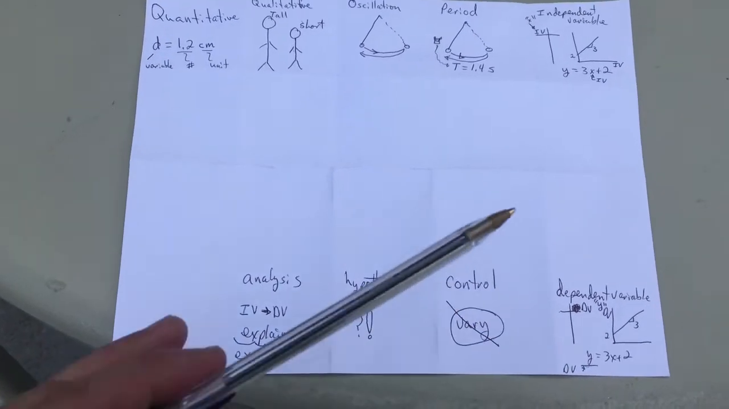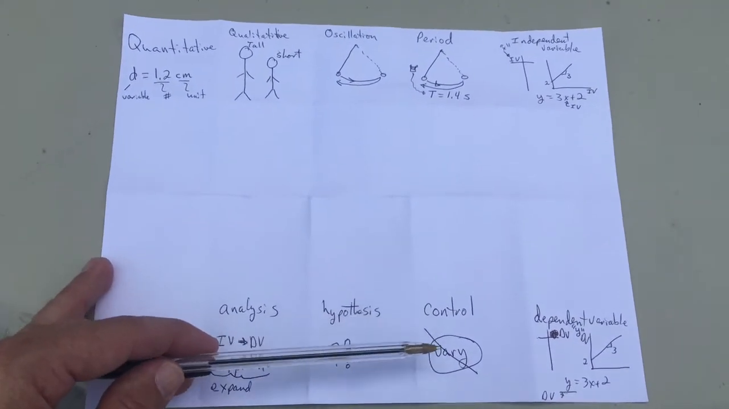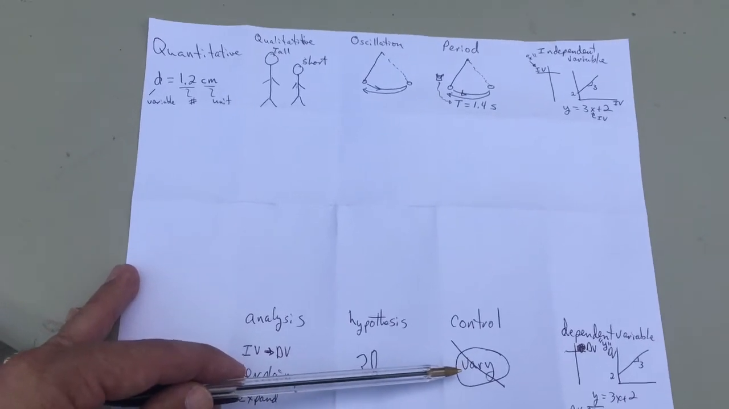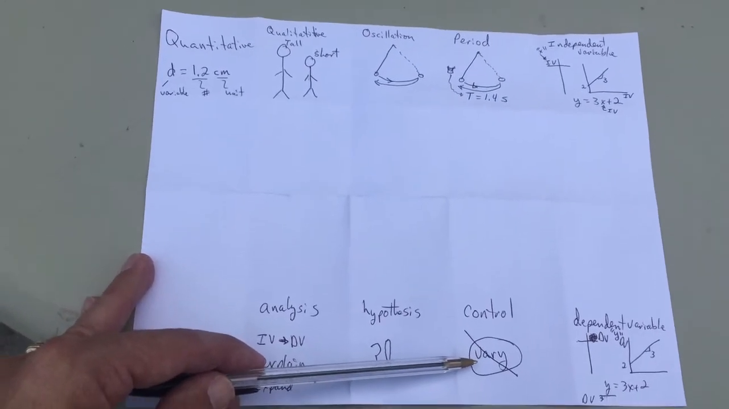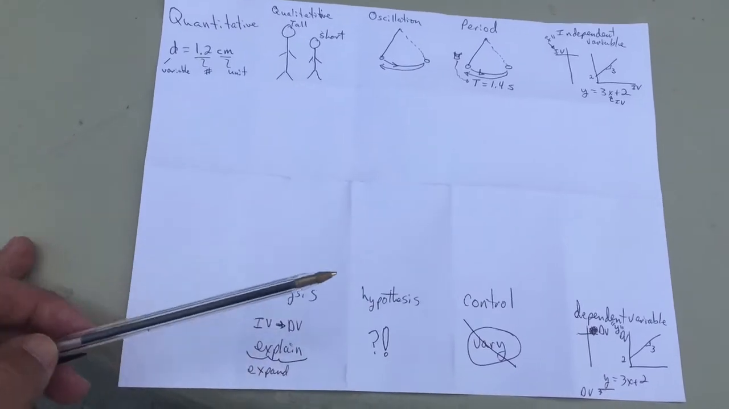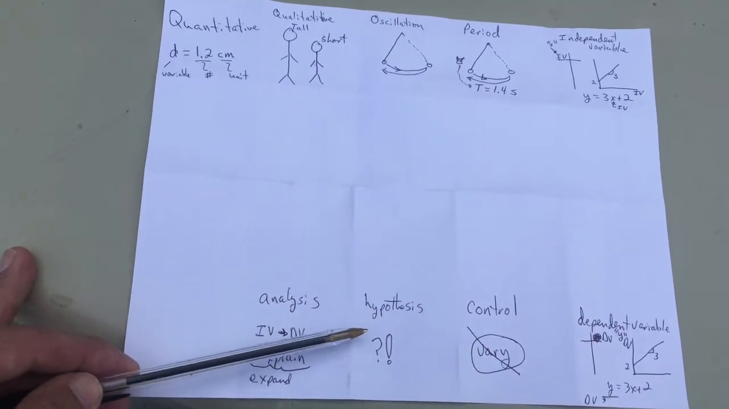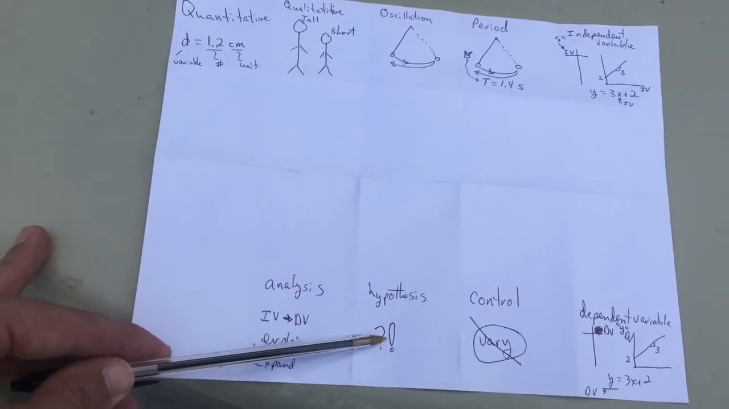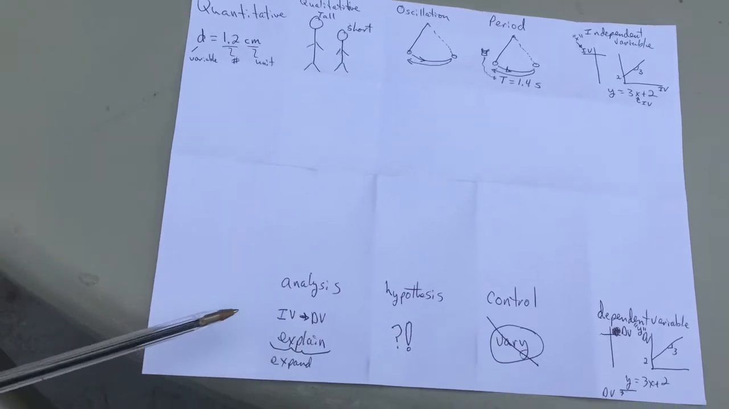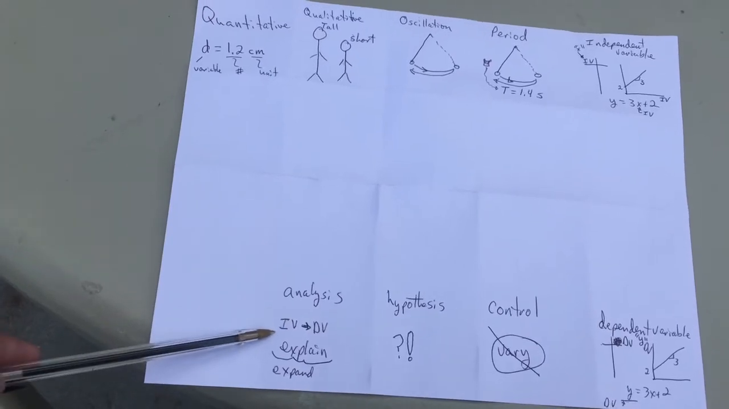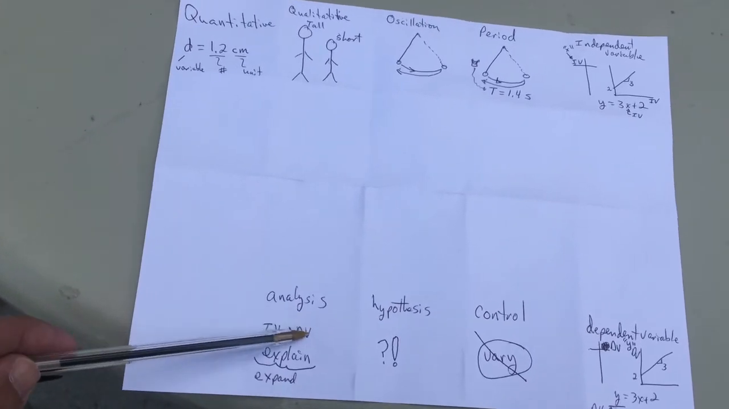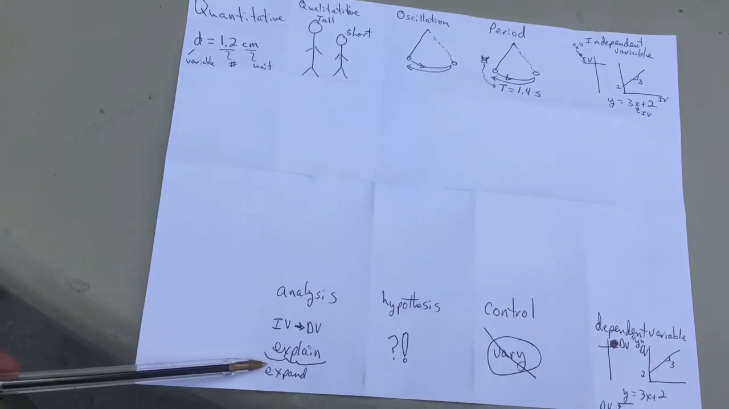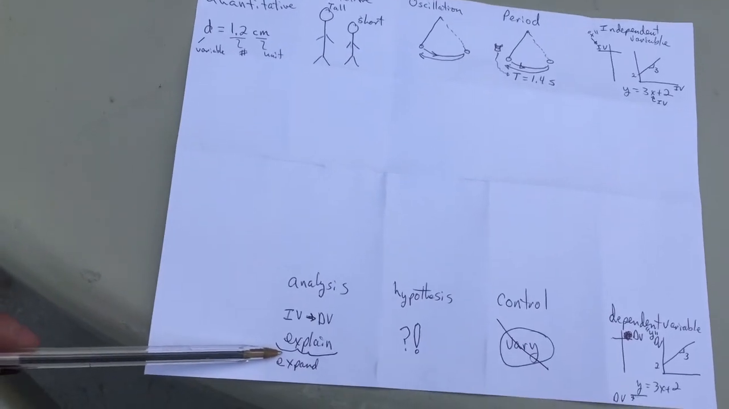Okay? When we have a control in an experiment, we don't want it to vary, so I wrote the word vary, drew a circle around it, and then put a line through it. Hypothesis is an educated guess, so we're going to make a guess, but then we're going to turn it around and make it into a statement. And then for analysis, we're going to take our independent variable, which gives us our dependent variable, and we're going to explain how that happens and maybe even expand our understanding of how that happened.